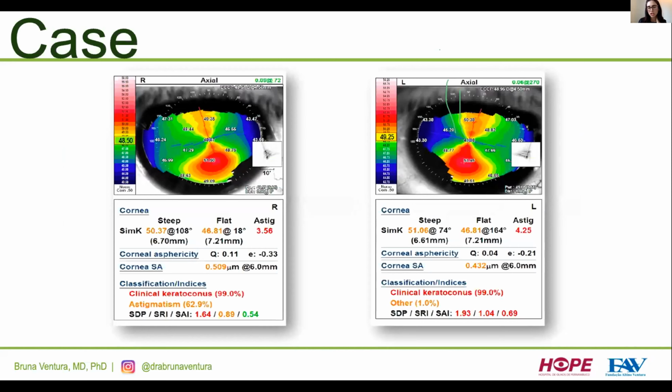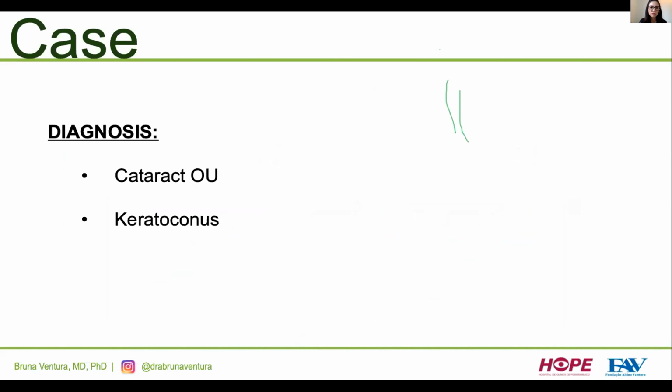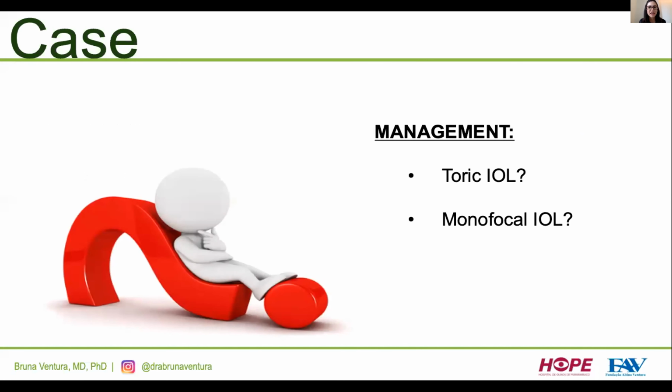So when she did this topography, although she was over 60 years old and didn't have any diagnosis of previous ocular diseases, this topography showed that she had a corneal ectasia. And she had the diagnosis of two things. So she has keratoconus, she has cataract in both eyes. And it's very interesting the amount of patients that come to us that are over 50 or 60 years old and don't have the diagnosis of ectasia, but do have it in their eyes.